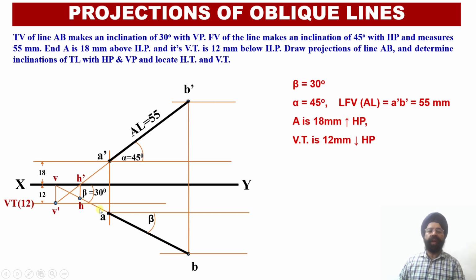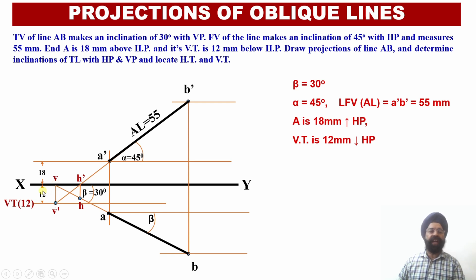They are all falling in one line. Similarly, points A dash, B dash, H dash and V dash are also falling in one straight line over here. Now this is the measurement of the horizontal trace, H dash to H distance, and this is the measurement of the vertical trace, that is, the distance between the points V and V dash.